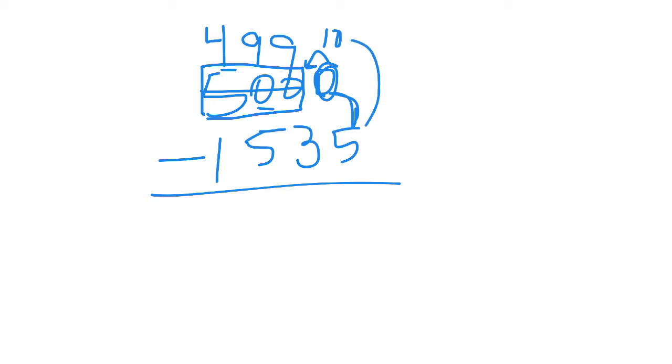Now I can subtract. 10 minus 5 is 5. 9 minus 3 is 6. 9 minus 5 is 4. And 4 minus 1 is 3. Let's check that to see if it's right.